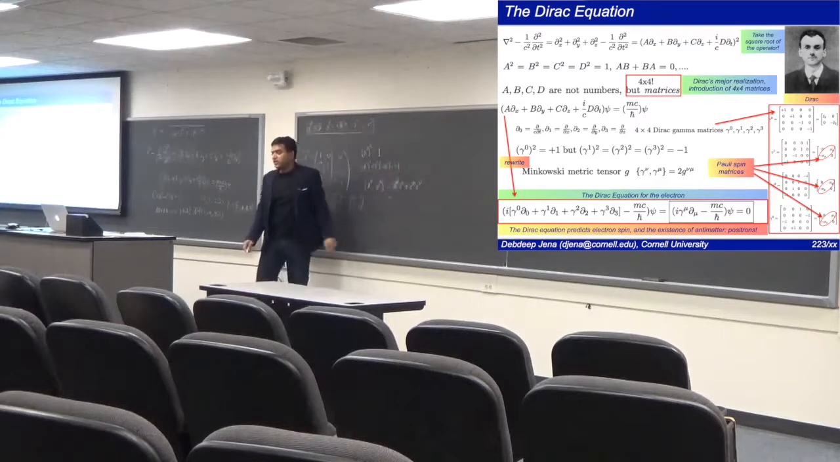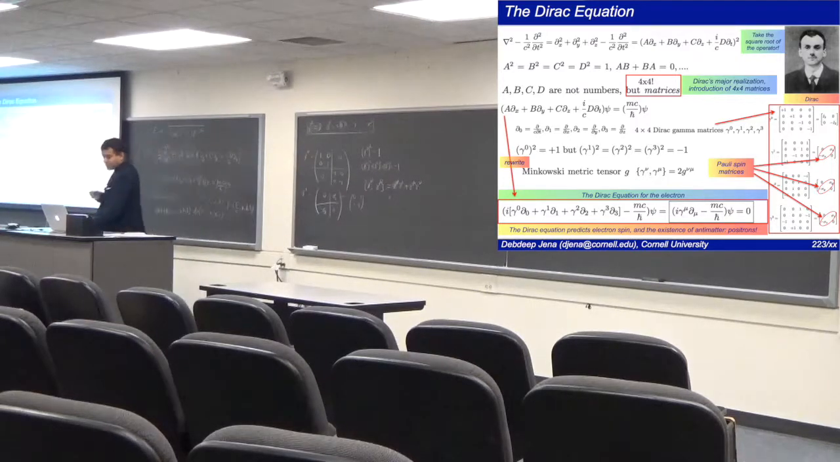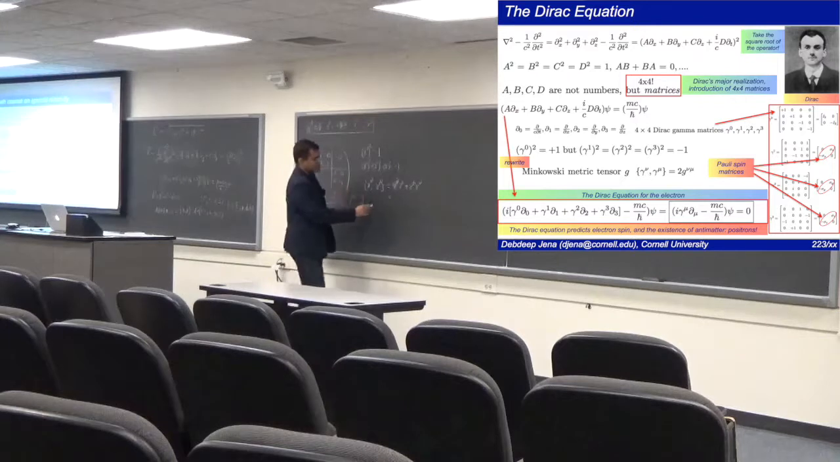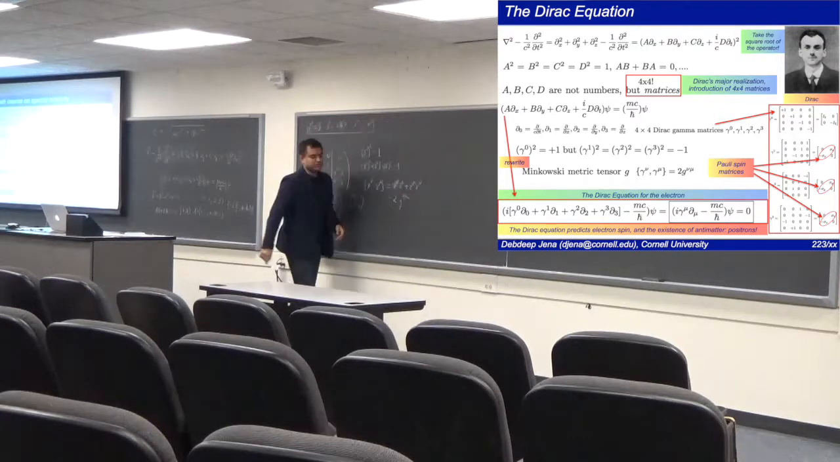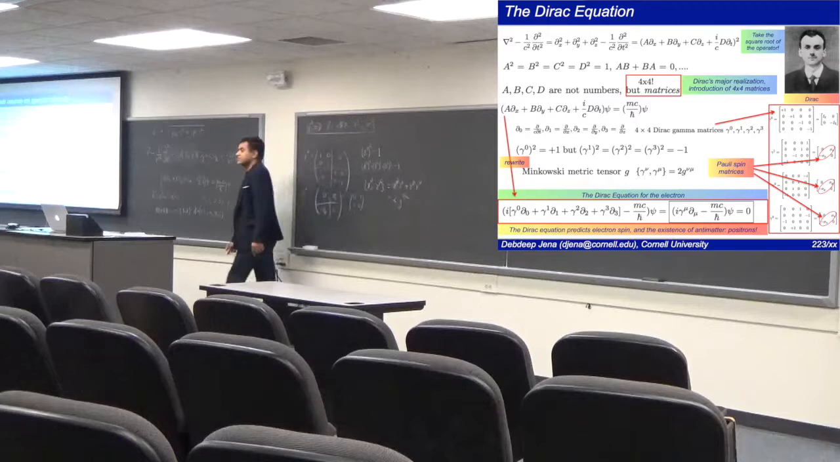And if you look at which ones will be 1, only gamma 0 squared will be 1, all the others will be -1. There's a very interesting connection, which I will not get into in any depth, with this Minkowski tensor. Gamma 0 squared is the first element, and gamma 1, 2, and 3 squared are the next 3 elements. So you can write this result as 2 times G mu nu.